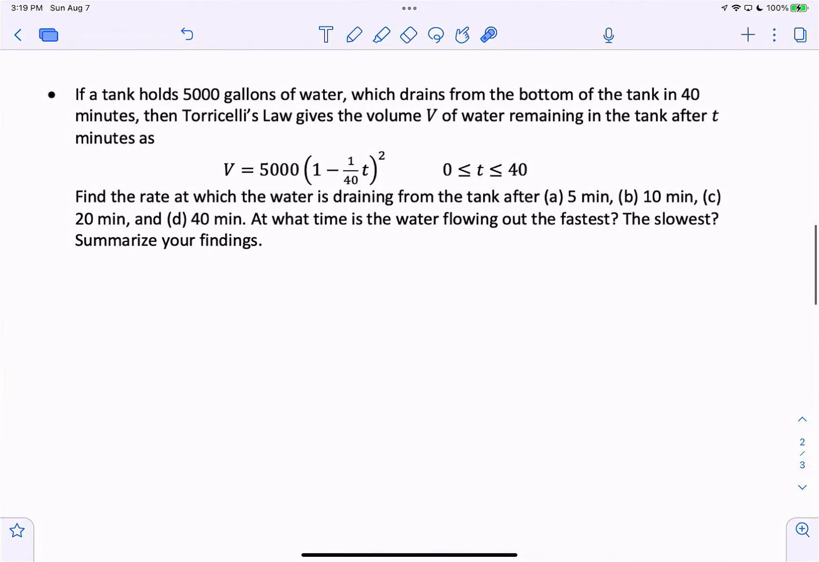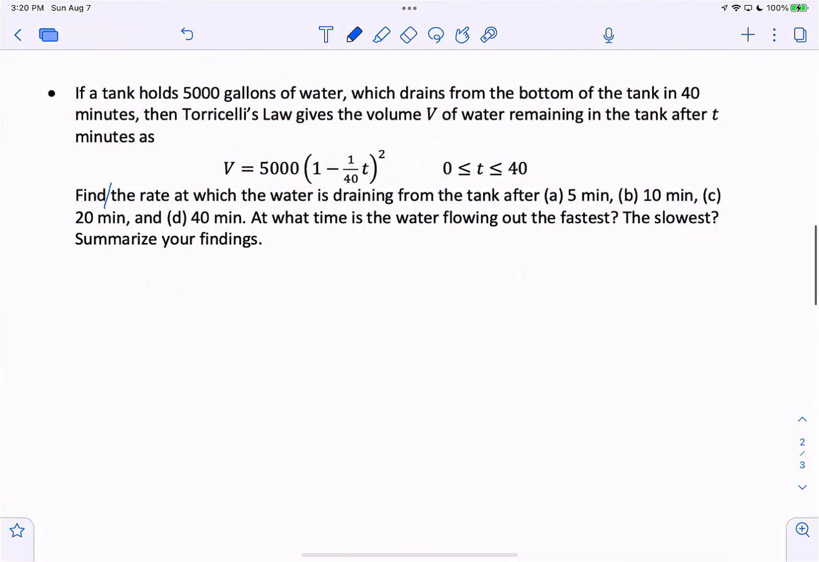A tank holds 5,000 gallons of water, and we've got water draining from the bottom of the tank, and it takes 40 minutes. We have a function that gives the volume V of water remaining after t minutes as V equals 5,000 times the quantity of 1 minus 1 over 40t squared. And that's good for t going from 0 to 40 because at 40 minutes the tank is empty. We're asked for the rate at which the water is draining from the tank.